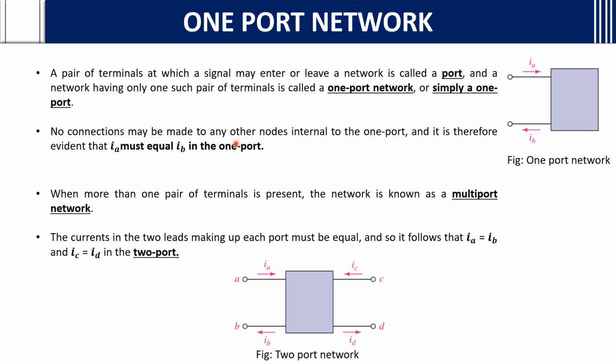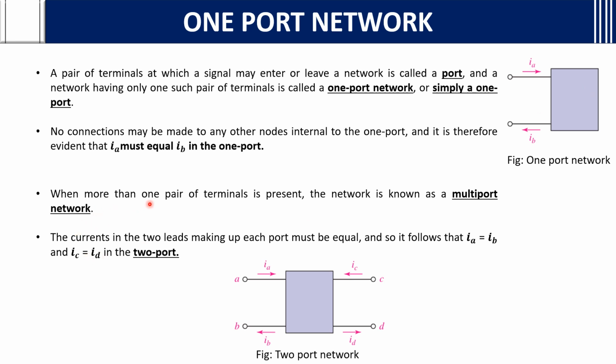No connections may be made to any other nodes internal to the one port, and it is therefore evident that IA must be equal to IB in that one port. Here, as there is only one port, no connections may be made to any other nodes. There is only one input port and an output port. The pair of this is a 1-port network. So IA will be equal to IB in this 1-port network.